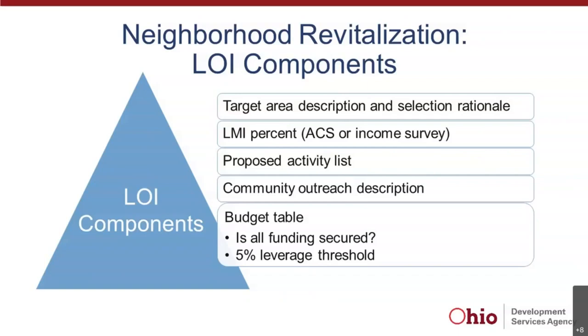Please note there is a new 5% leverage requirement this year. That is 5% of the CDBG request. Communities are strongly encouraged to use revolving loan fund or allocation for leverage. Projects with additional funding score better, not just because of leverage, but also because they allow for completion of a more comprehensive project.